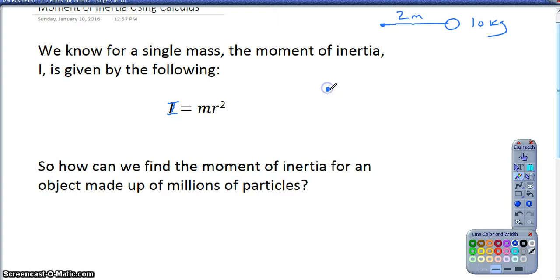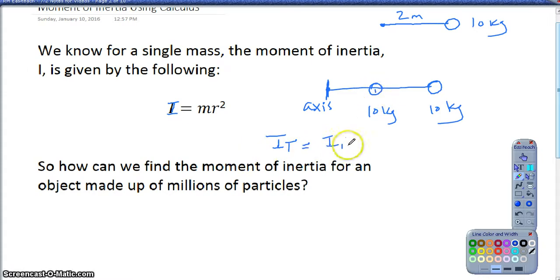So maybe I have that same string, but this time I have a ball that's fixed towards the middle, and then another ball that's fixed over here, each of which is 10 kilograms, right? And I asked you to find the moment of inertia for this system if it were rotated about this axis of rotation. Once again, to find the moment of inertia for that system, I would just use mr squared, but I would do it for each of these and then add them up. So the total moment of inertia would equal the moment of inertia of this first one, plus the moment of inertia for the second one.